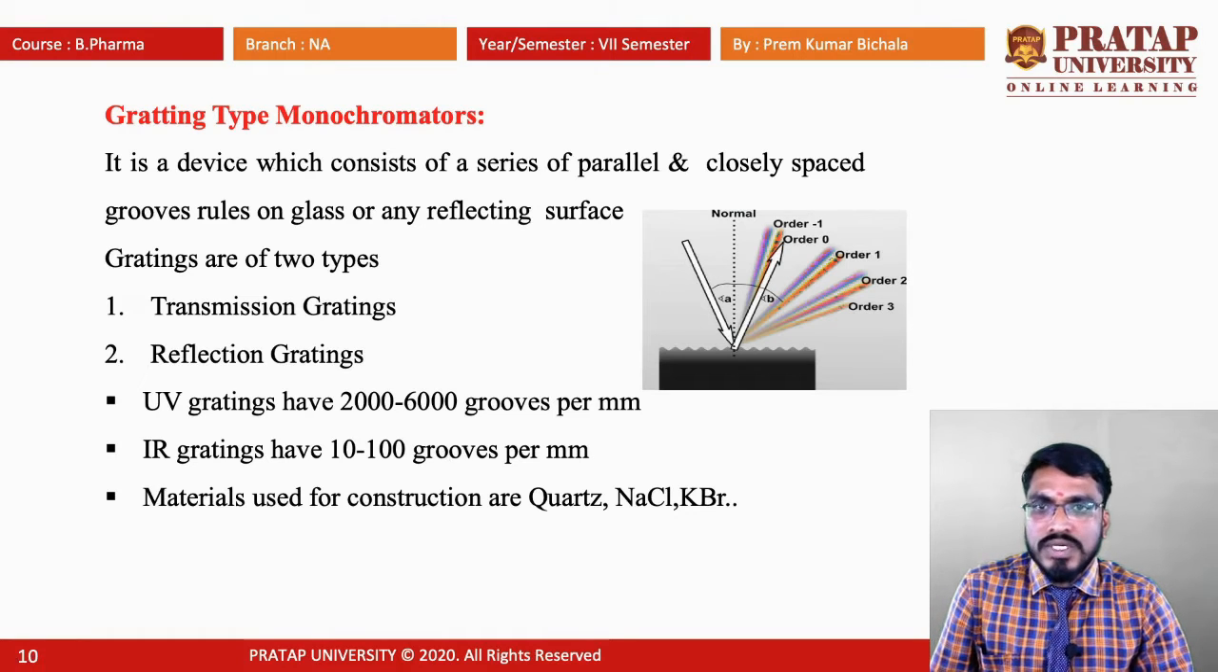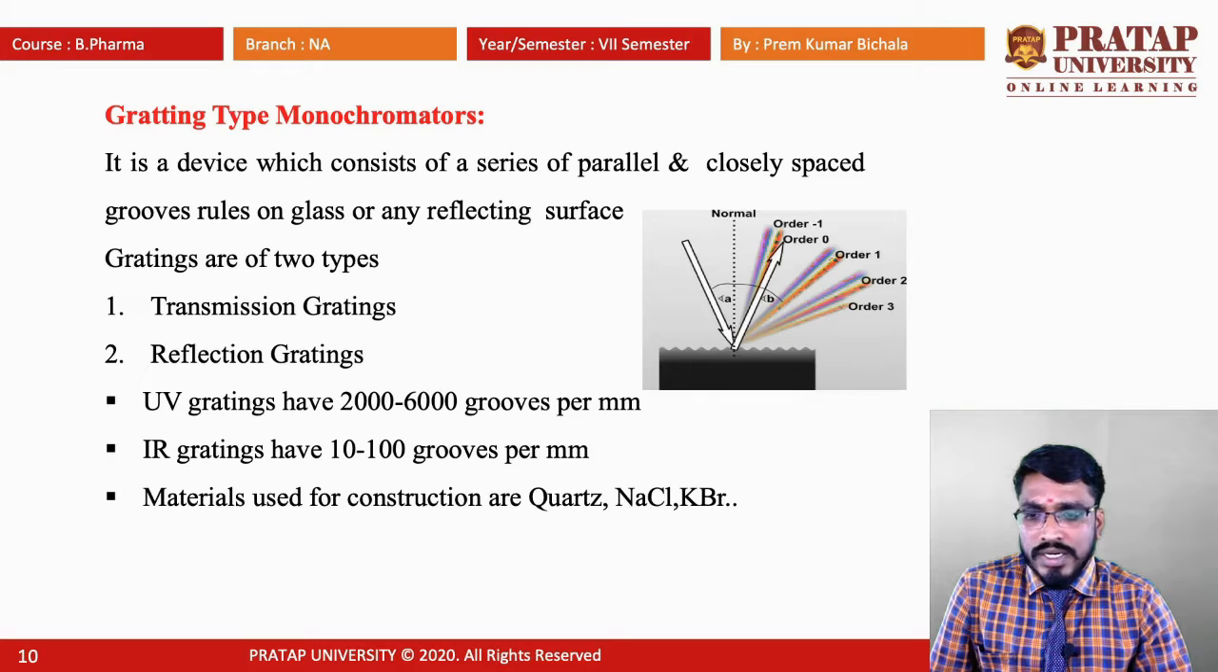It is a device which consists of a series of parallel and closely spaced grooves ruled on glass or any reflecting surfaces. In the picture we have the black colored object which has the curved lines. This black object is considered as a grating. When the light passes through this grating, the unwanted radiation should be absorbed. The required wavelength should be transmitted from these grooves. Gratings are of two types: one is the transmission grating, the second one is the reflection grating.